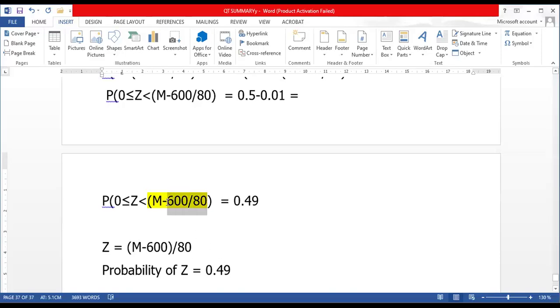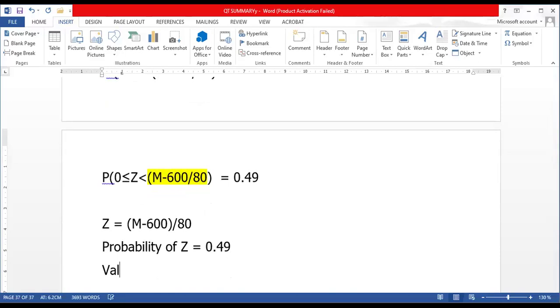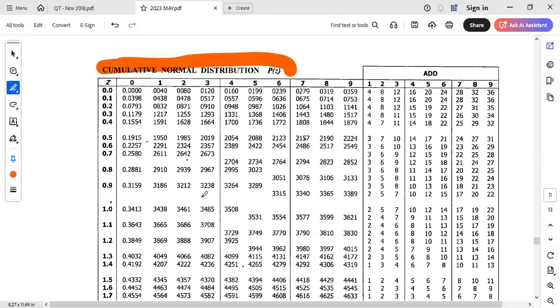This is z, because as you standardize, z is x minus mean over standard deviation. That is your z. Can you get the value of z from the table? What is the value of z that gives us this probability? The probability is what?